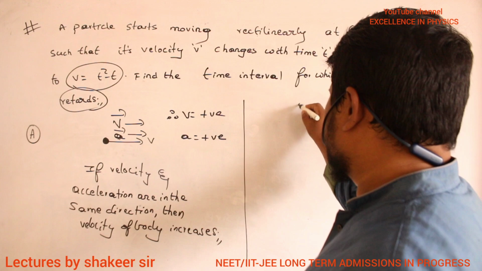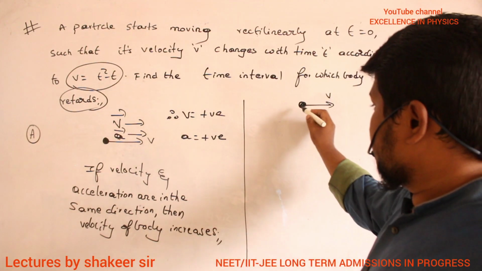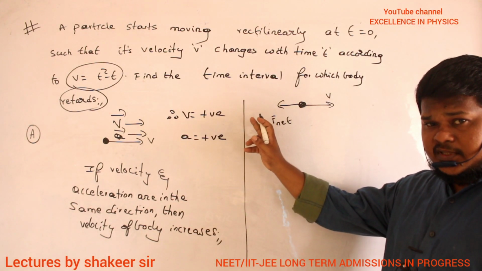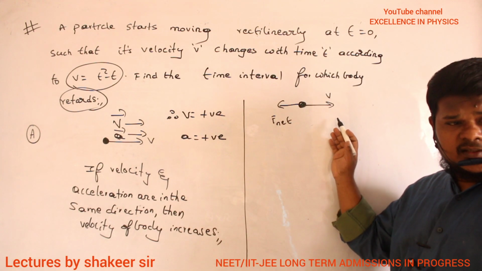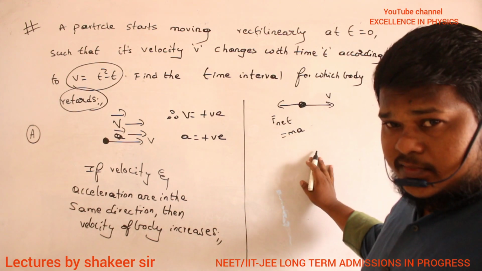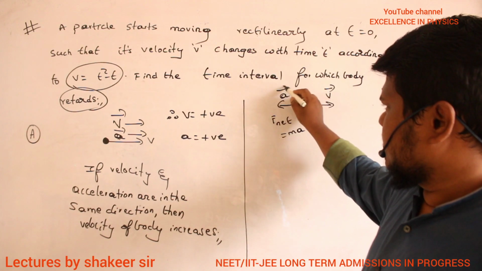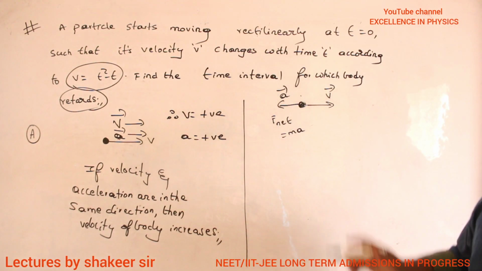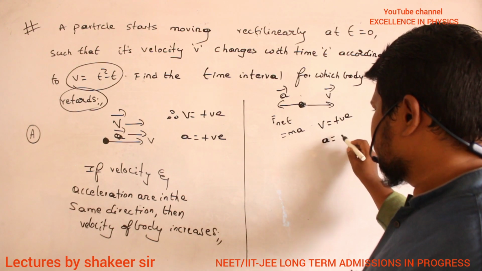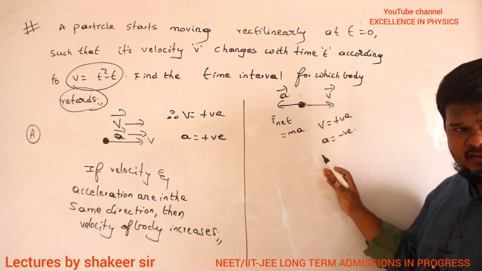So the body is traveling in this direction with a velocity v, and you are applying a net force in the opposite direction. If the net force is in the opposite direction, what happens to this velocity? It reduces. F net is equal to mass into acceleration, so acceleration also will be in the opposite direction. So if velocity is positive, then acceleration should be negative. Plus into minus, minus.